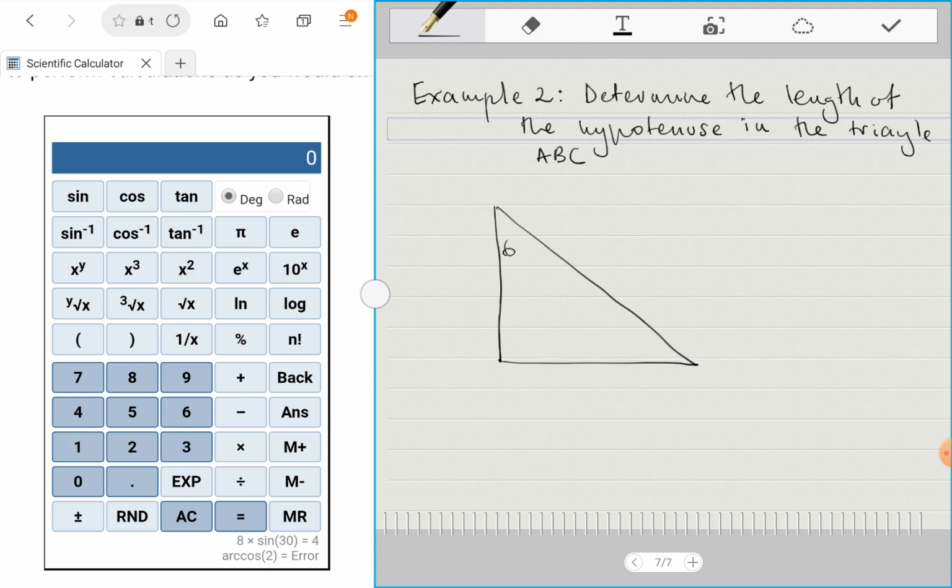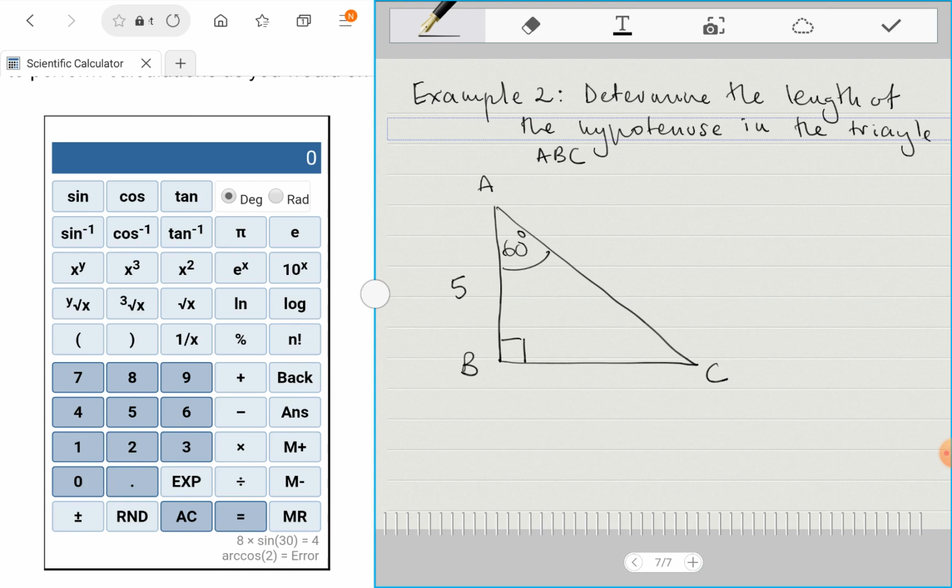Okay, so if we have a triangle here, right angle triangle, okay, and let's say this angle here is 60 degrees, okay, so we've got A, B, C, right, and obviously this would be our right angle, okay, and we've got AB as being 5 units.